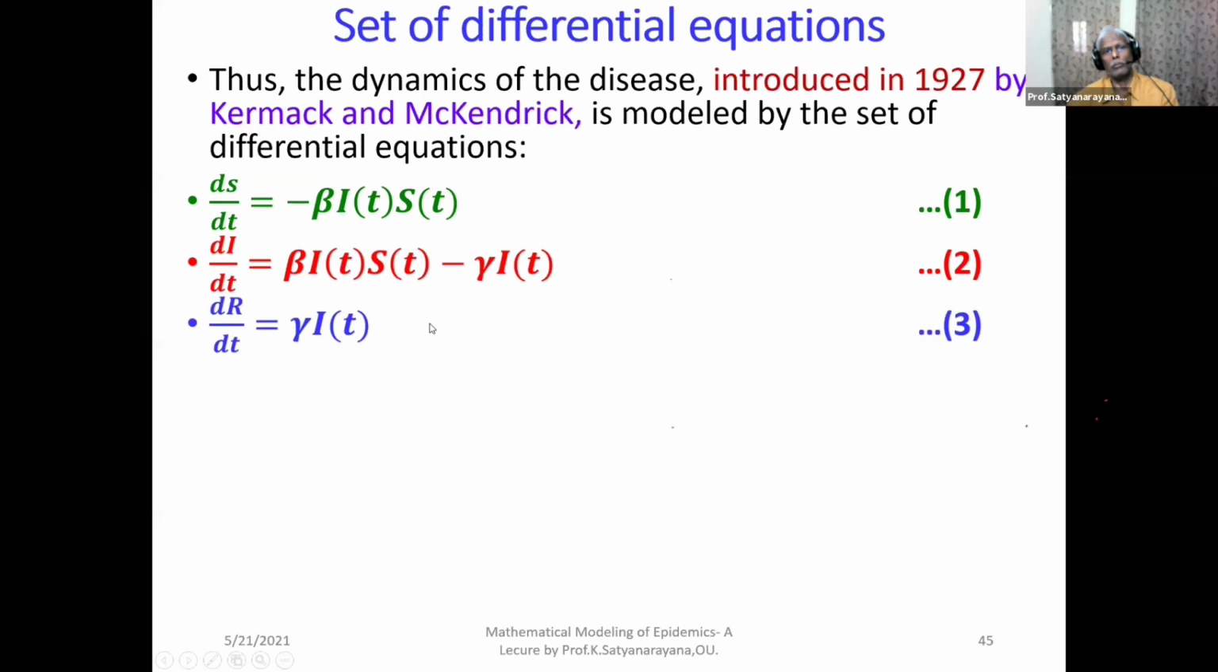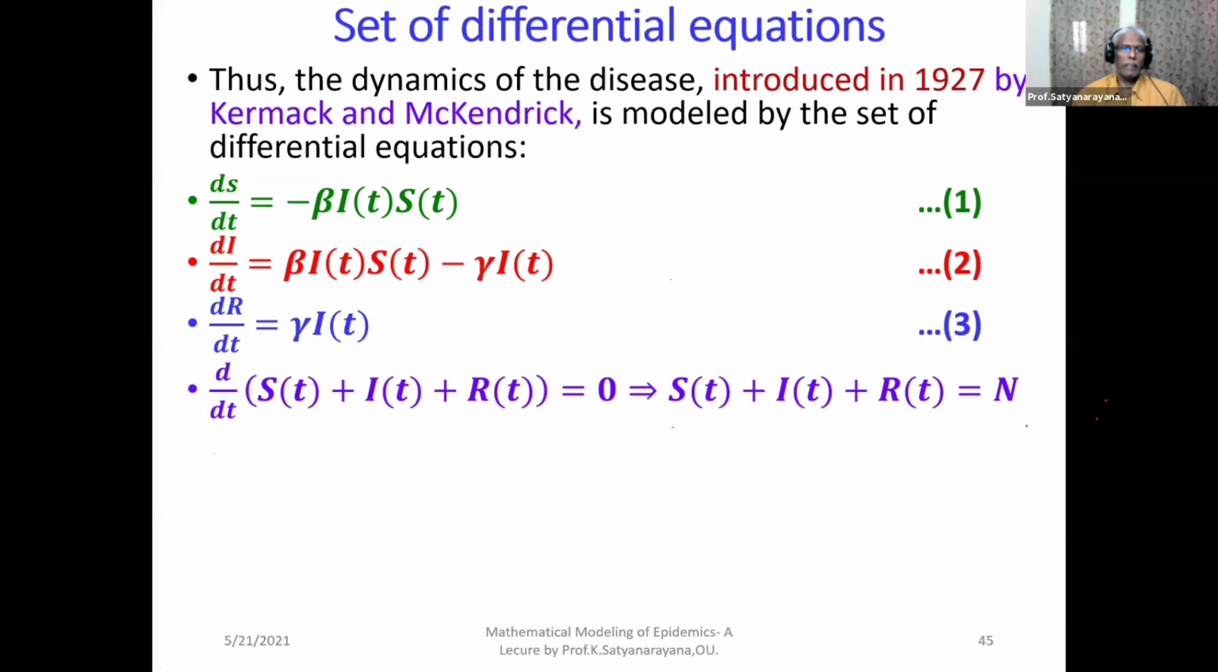I hope you have understood what I'm saying. From the infectious people, a proportion of I, that is gamma I, will be recovered and will be subtracted from dI/dt and will be added to dR/dt, gamma I. That is the model. Now you see, if you take dS/dt plus dI/dt plus dR/dt, beta I S cancels, gamma I cancels, and dS/dt plus dI/dt plus dR/dt is equal to zero. If you integrate, S plus I plus R is the total population. That's what you get.